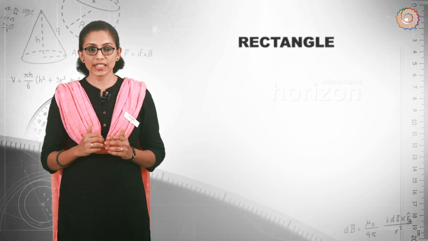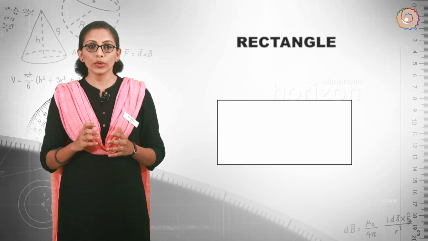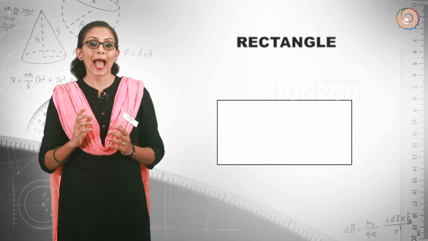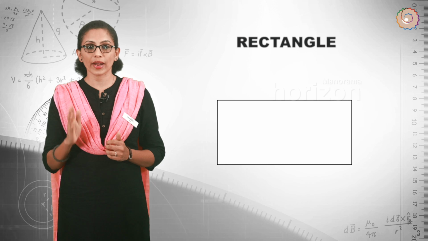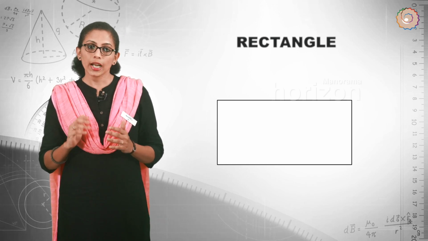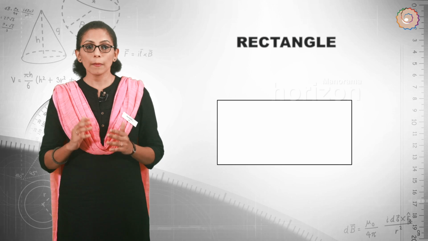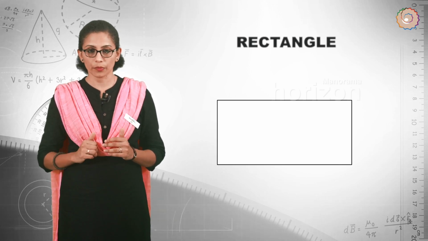Next one, rectangle. The rectangle is also a type of parallelogram with a little difference in the angles of the sides. In a rectangle, all the sides are at right angle, or to say they are perpendicular to each other. Diagonals of a rectangle bisect each other and are equal, and vice versa.